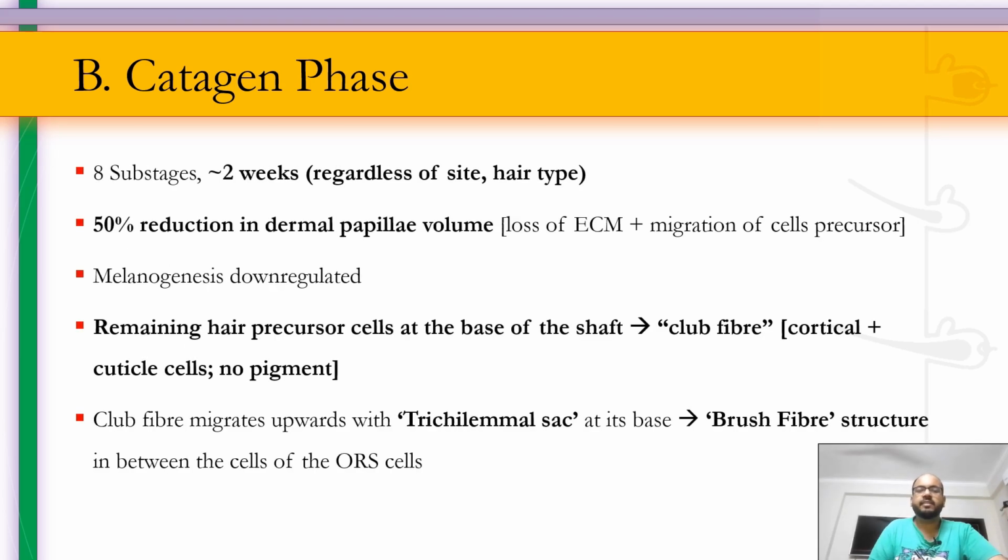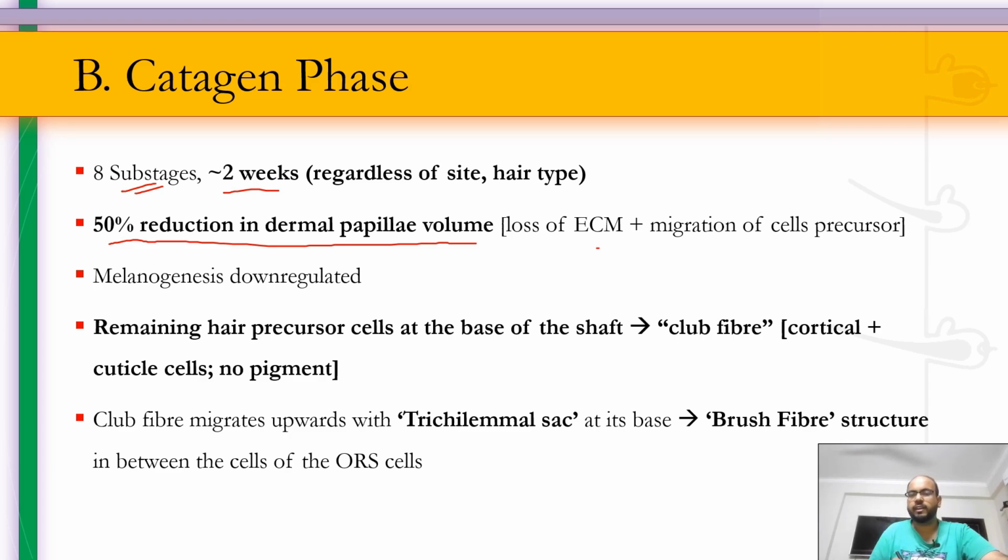Now, catagen phase has 8 substages. I tried to find out what are the individual stages. I could not, so I decided to explain this easily in the diagram. It lasts about 2 weeks, regardless of site or hair type. So all over the body, it is around 2 weeks. There is 50% reduction in dermal papilla volume. So the dermal papilla volume will be reduced by nearly half.